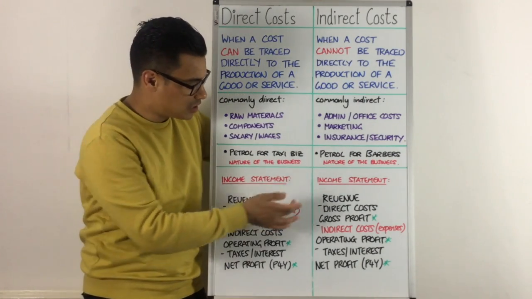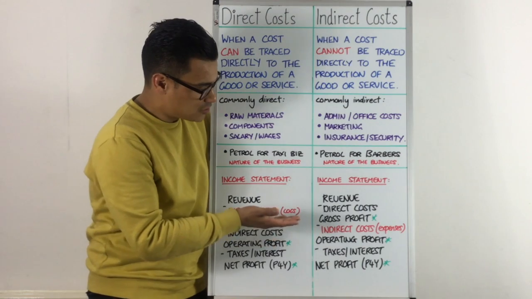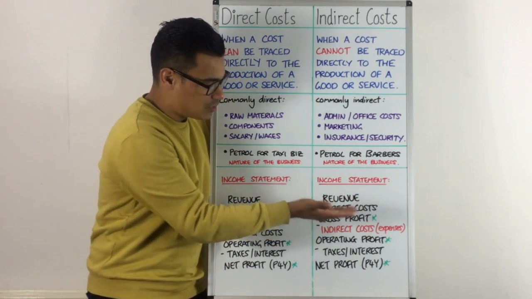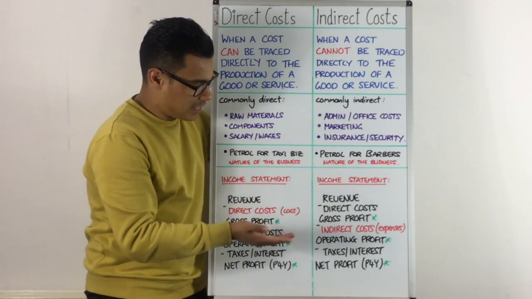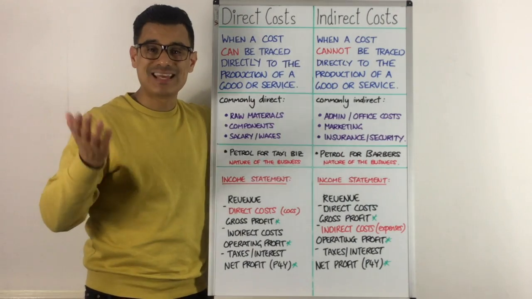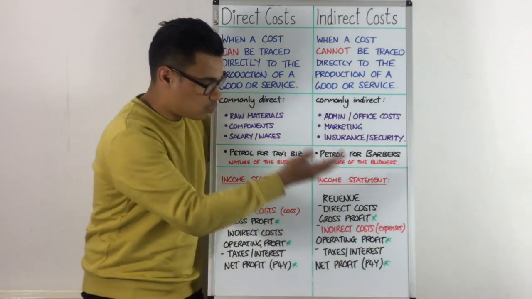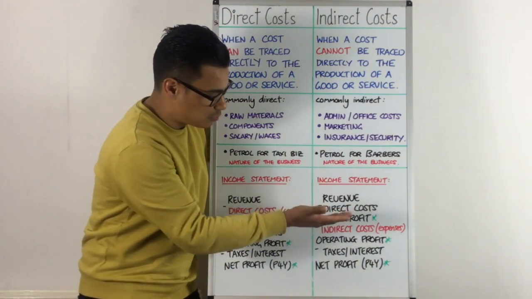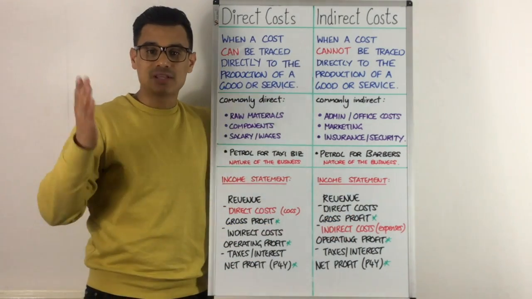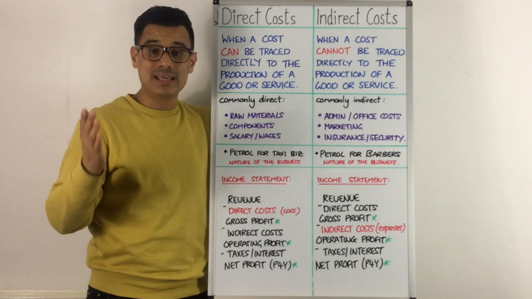Meanwhile, indirect costs are placed at a different point. So for indirect costs, you need to go revenue minus direct costs equals gross profit, and then they come next. So gross profit minus indirect costs, sometimes referred to as expenses, equals operating profit. So gross profit minus indirect costs equals operating profit. So they're located in different places in the income statement.